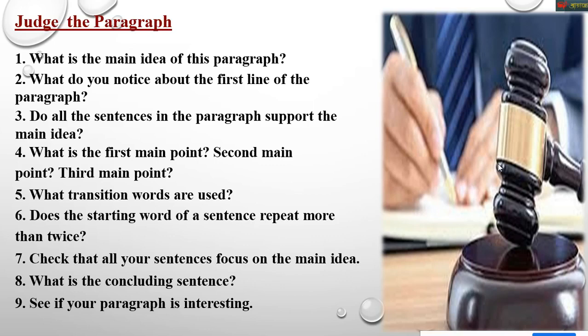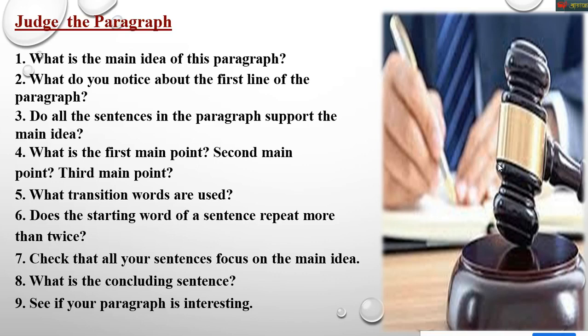Does it require the characteristics of a topic sentence? Of course, you have to take care of the topic sentence and its criteria. Do all the sentences in the paragraph support the main idea? And come to the supporting ideas. You have to look very carefully at whether the supporting sentences or supporting details support the main idea.